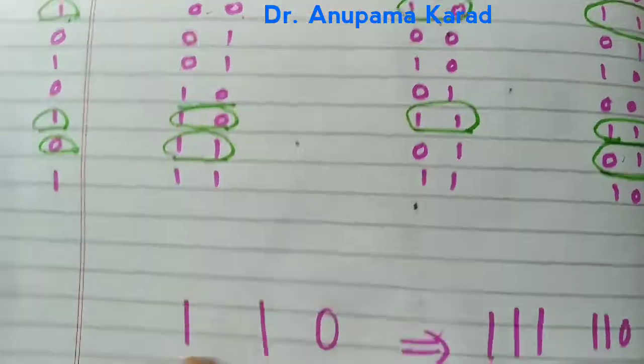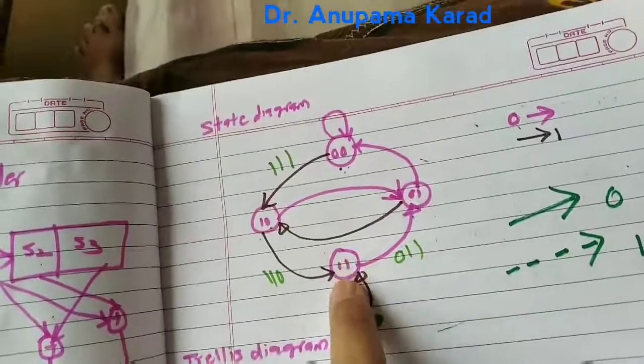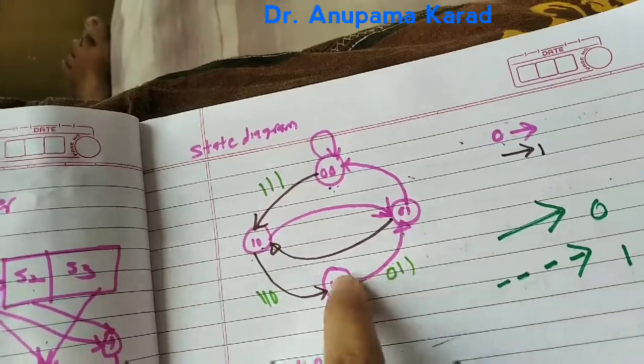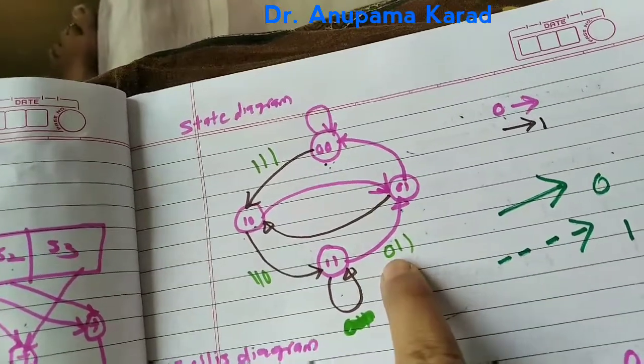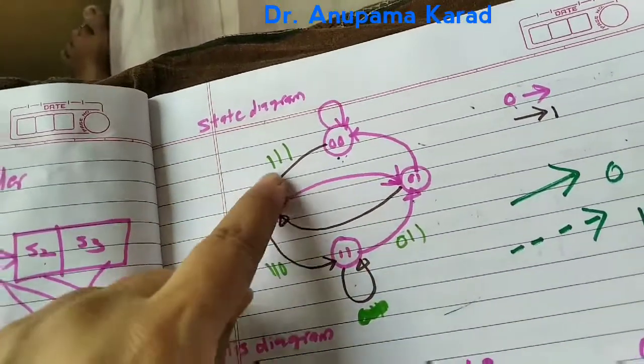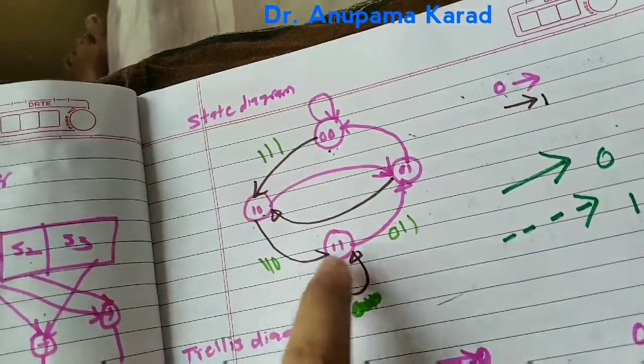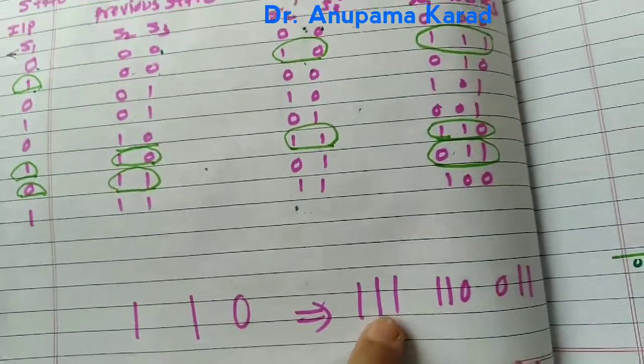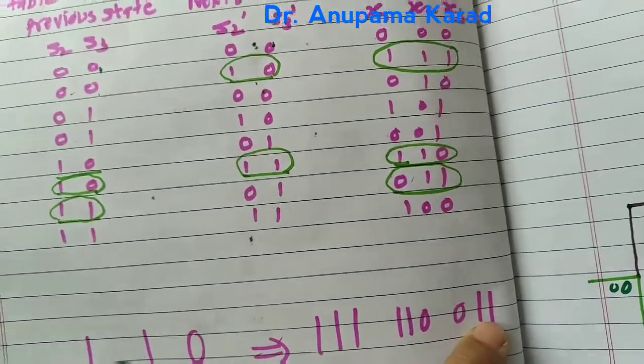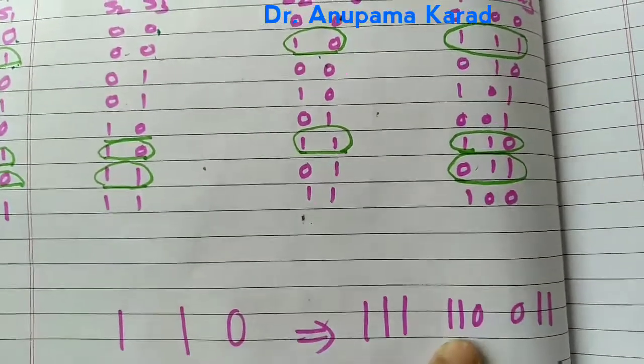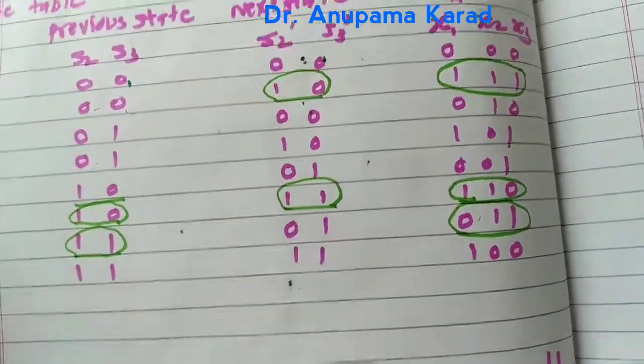After that you have reached this state. Then next input is 0, so you have to go here. And what is the output? 0 1 1. So what is your final output? Triple 1, 1 1 0, 0 1 1. So like that you can find the encoded bits.